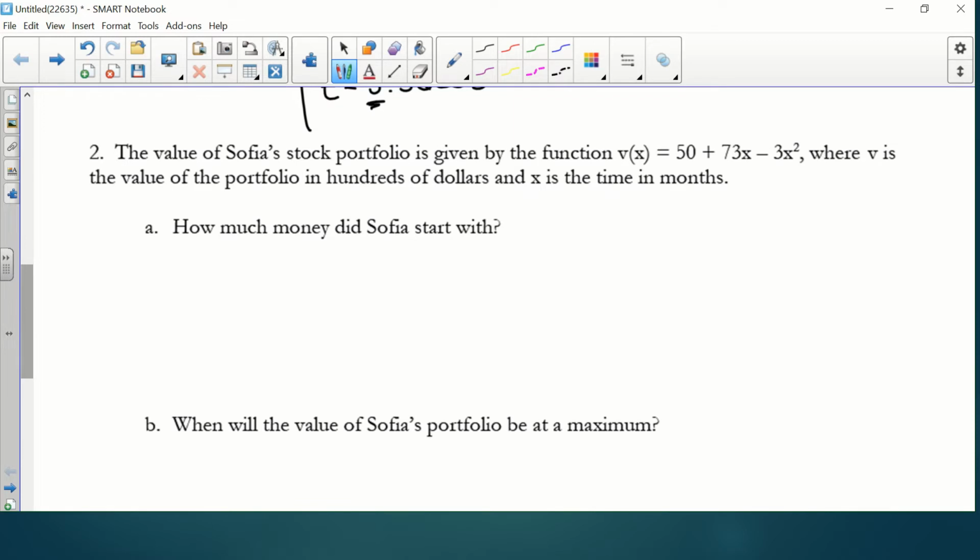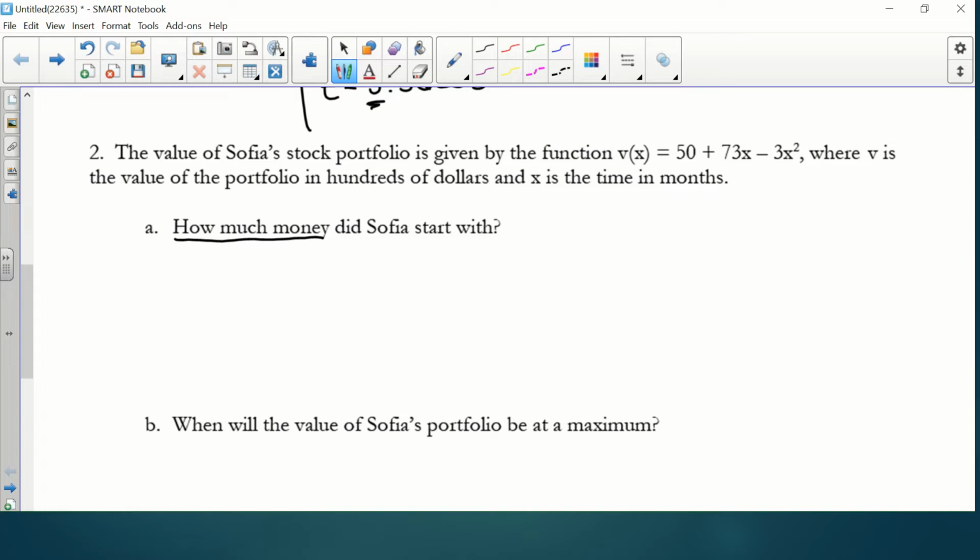The value of Sophia's stock portfolio is given by the function v of x equals 50 plus 73x minus 3x squared, where v is the value of the portfolio in hundreds of dollars and x is the time in months. Okay, don't be nervous with the function. We all know that it's not in standard form, but we can still work with it. How much money did Sophia start with? Okay, so how much money?